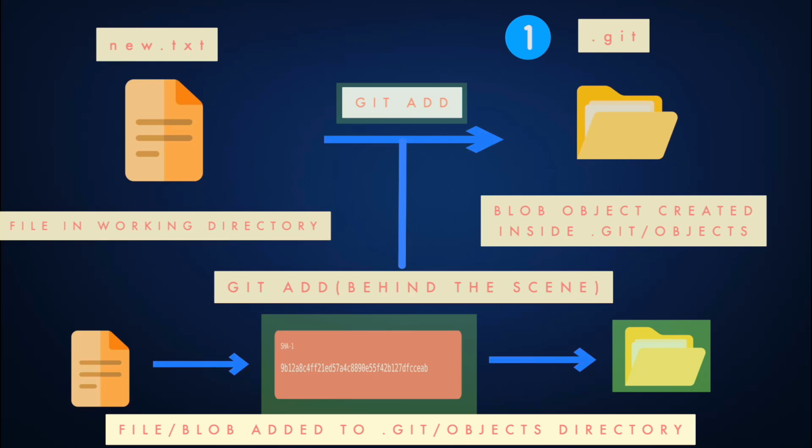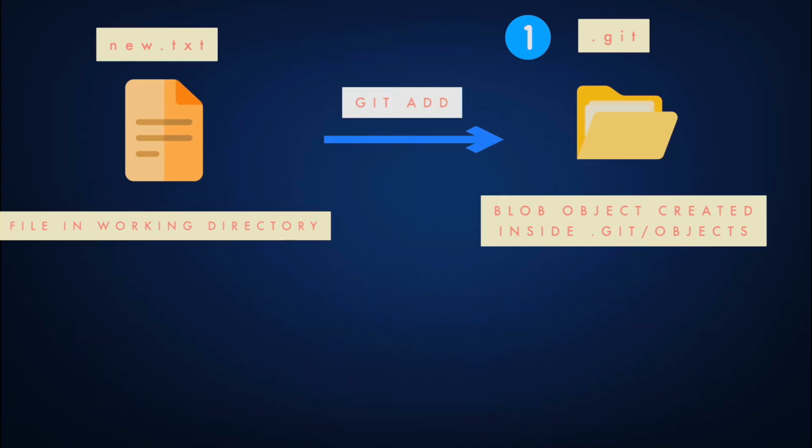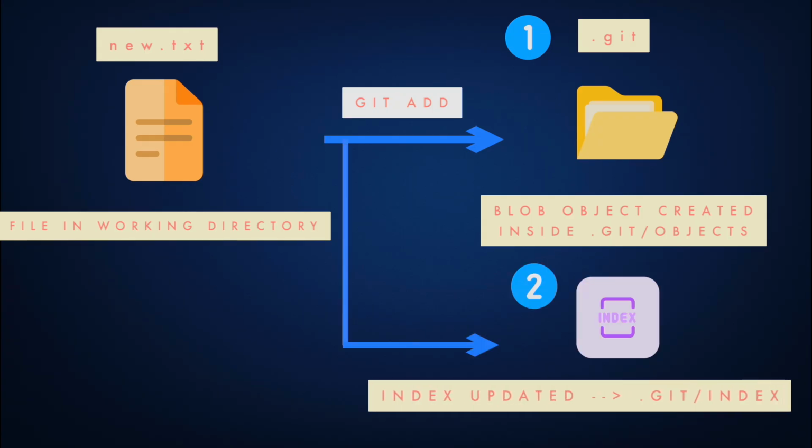Whenever we run this git add command, the first backend command, or plumbing command, which does all these things is called git hash-object. This is the first command that really runs behind the scenes, and it creates the blob inside the .git/objects directory, right? Now there is one more thing that happens. The second thing is that there is an index file present at the path .git/index, and this index file gets updated, right?